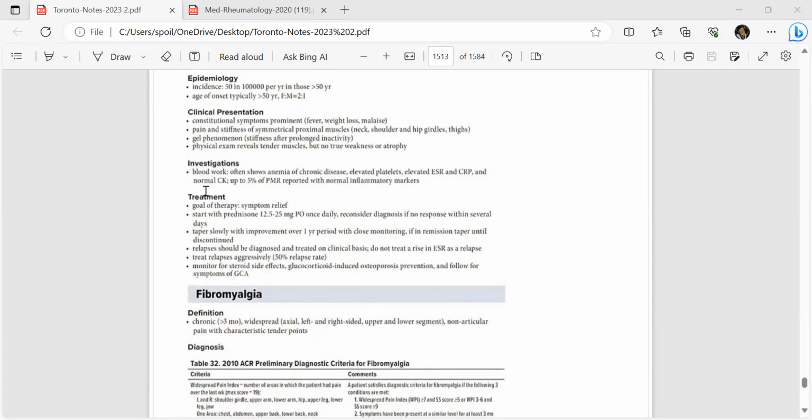Okay, investigation. In the blood work, there will be anemia of chronic disease, elevated platelets, elevated ESR and CRP, and normal CK. Up to 5% of PMR cases are reported with normal inflammatory markers. So anemia will be there, platelets will be raised, ESR and CRP will be raised, CK will be normal.